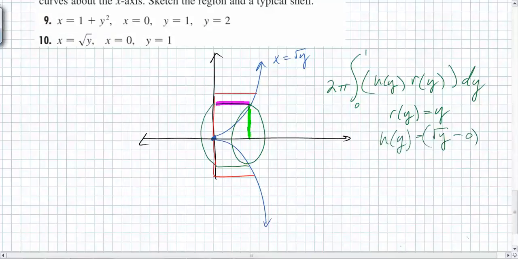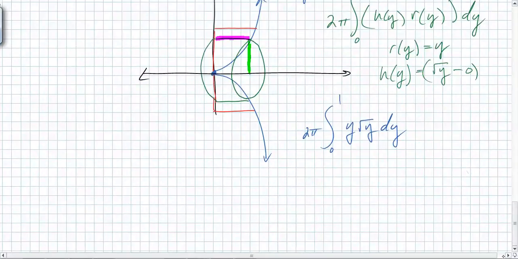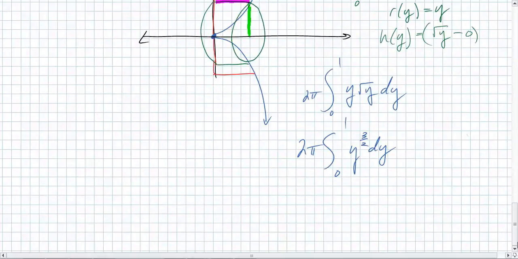Nice. The integral becomes, what does it become? 2 pi, the integral from 0 to 1 of y times dy. And is that all in terms of one variable? Yeah, so you get 2 pi, integral from 0 to 1 of y to the what power? 3/2 dy. Now, is that something you can definitely do? Yes, absolutely.